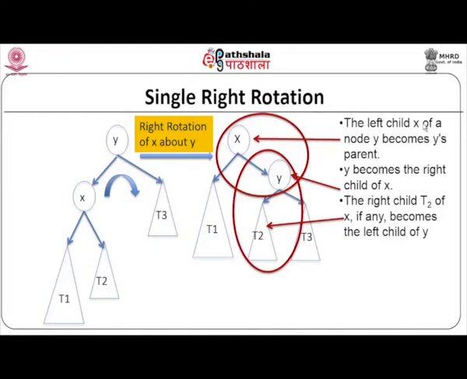I will repeat again. When you want to do right rotation of x about y, the left child of x now becomes the parent of y, y becomes the right child of x, that is the second step, and the right child T2 of x, if it exists, now becomes the left child of y. So, these are the 3 steps, there are no other steps for doing this. Now if you look at this side, you had T1 plus T2 plus T3, now it has become T1 plus T2 T3, that is the method in which this has changed.